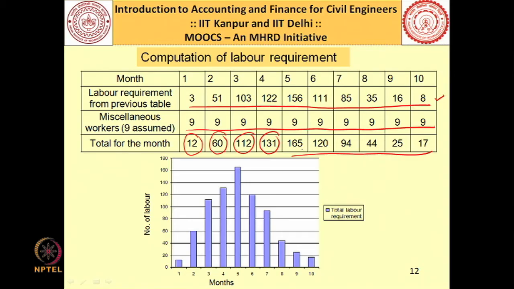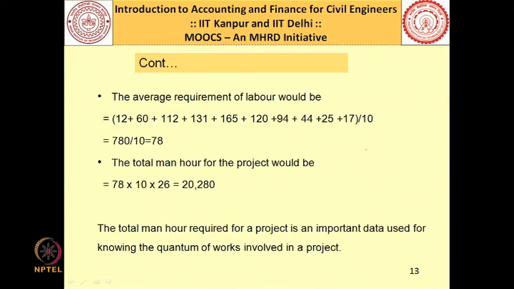Now, from this I can calculate the average number of workers needed. I will add all of them: 12 plus 60 plus 112 plus 131, continuing up to the last column, and then I divide it by 10. You will find that I am getting the average requirement of workers as 78. If you want to convert it to a man-hour basis, 78 into every day we work 10 hours, and let us say we work 26 days in a month. The total man hours come to 20,280.